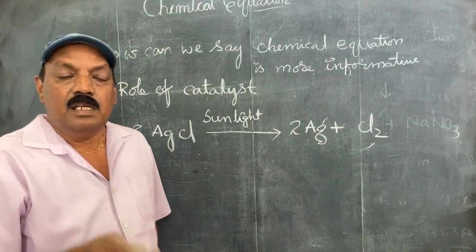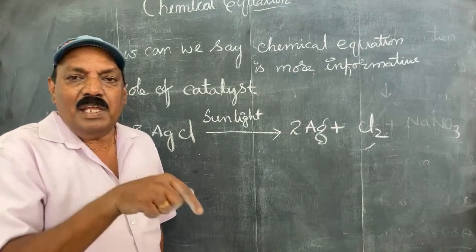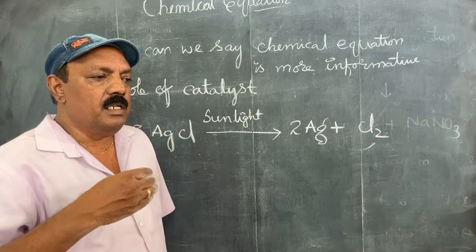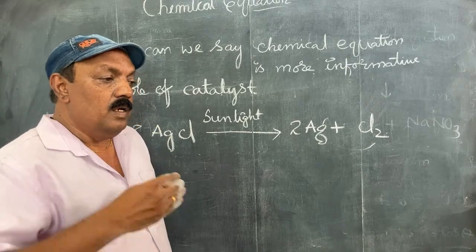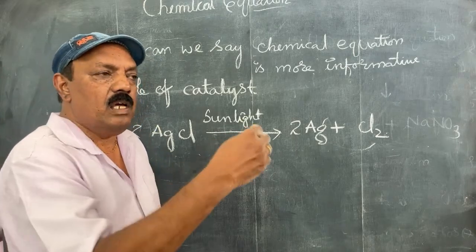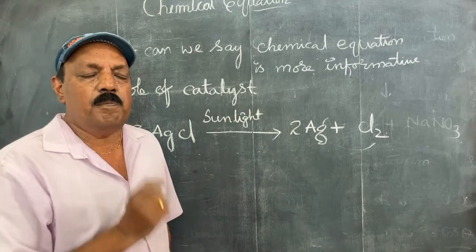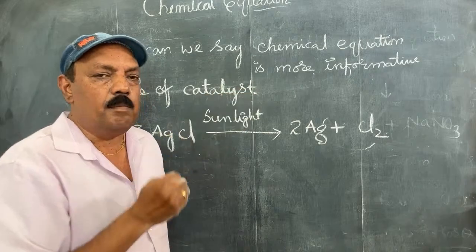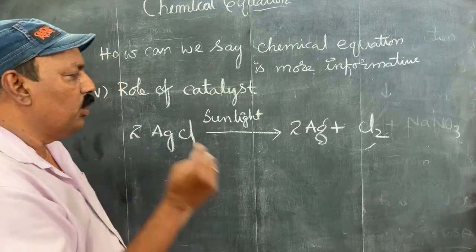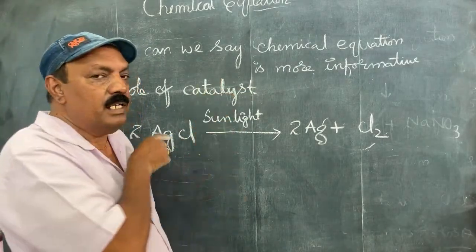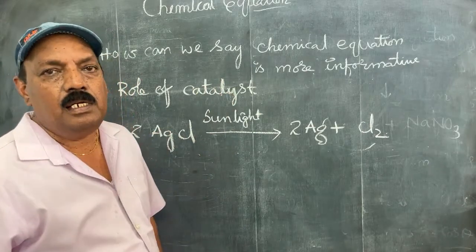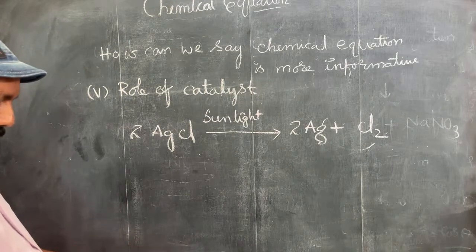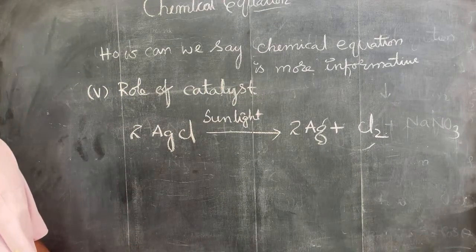A catalyst is not involved in the chemical reaction, but it makes the speed of the chemical reaction increase or decrease. The catalyst's main function is to increase or decrease the chemical reaction speed. That role only the catalyst takes, but a catalyst never involves itself in the chemical equation. So this is what we call the chemical equation being more informative.